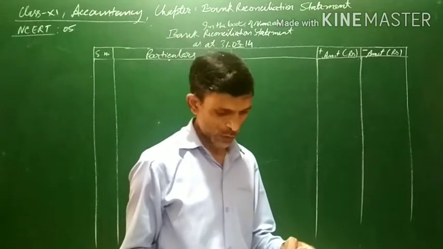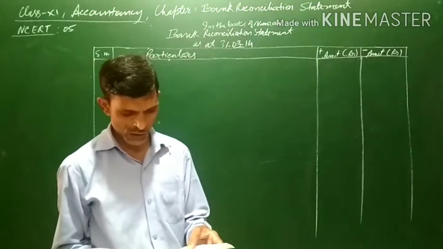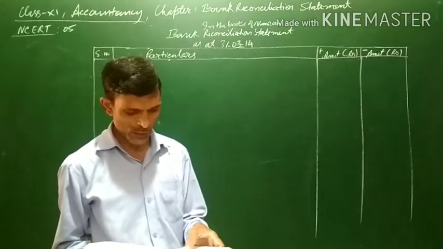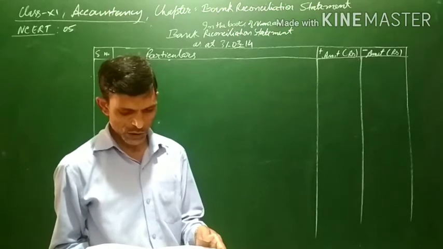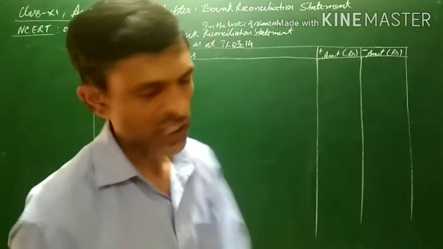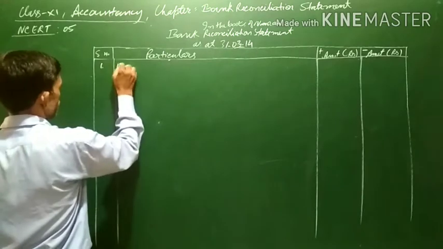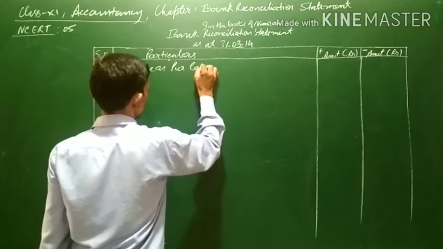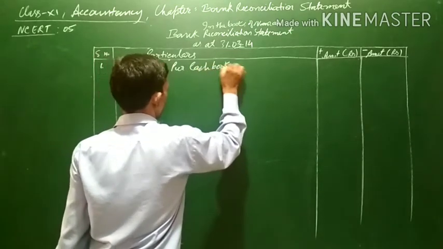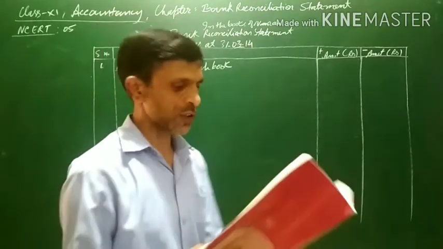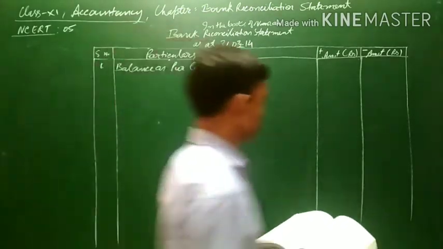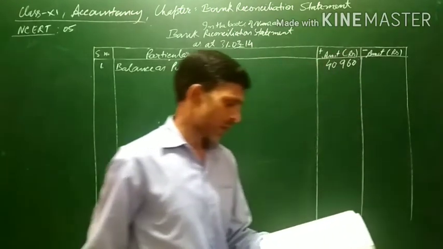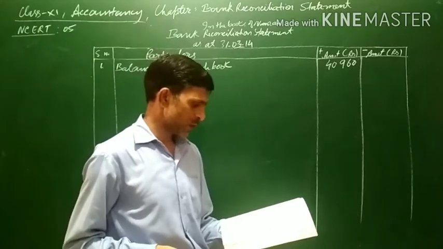Now on comparing the passbook and cash book, the balance is given. On comparing the cash book with passbook, it is found that the bank balance of 40,960 is shown by the cash book. Here the cash book balance is given. So we will be writing here balance as per cash book. The balance as per cash book here is 40,960.